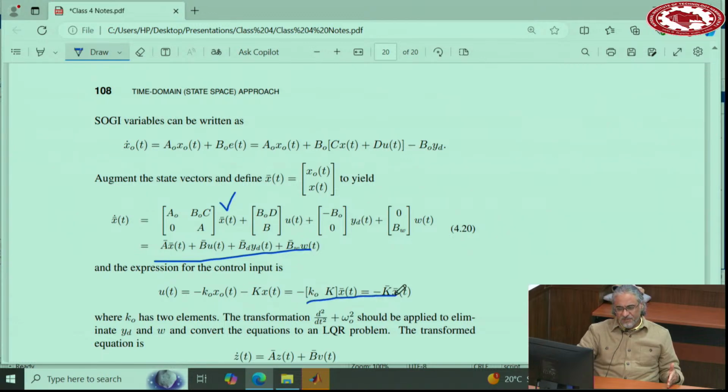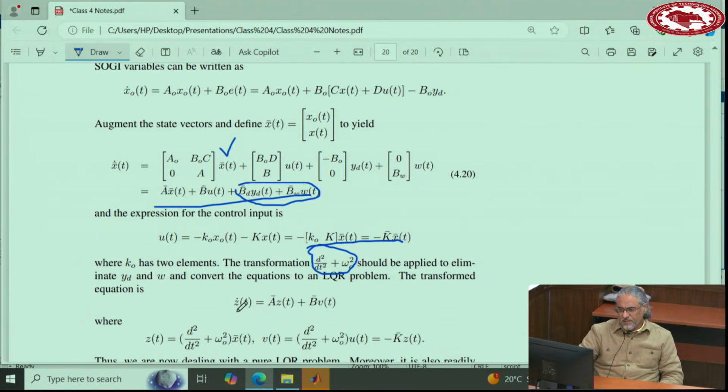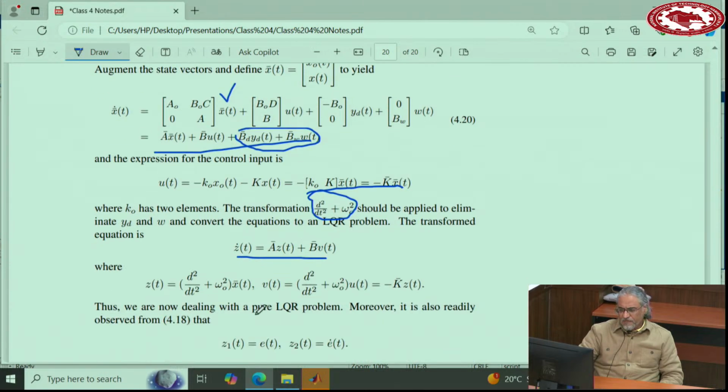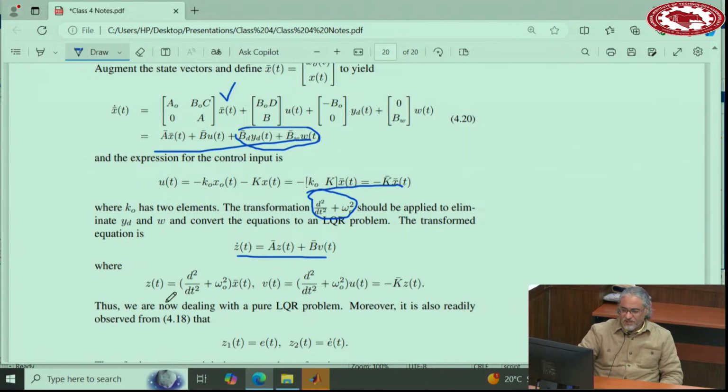And this is the state feedback. Now, can we apply LQR directly? No, because these terms are there. How can we get rid of these two terms? Not derivative, we apply this one, because these are sinusoidal, but we know at what frequency. So if you apply this operator, these terms will go away, and then you will get an LQR problem. And interestingly enough, again, if you look at z, the first two elements of z, one of them is the tracking error, the other one is the derivative of the tracking error.